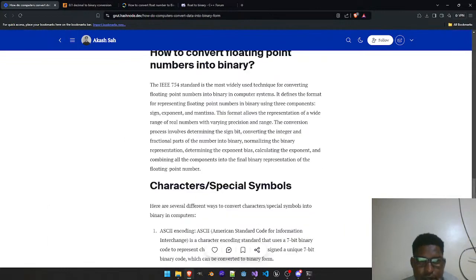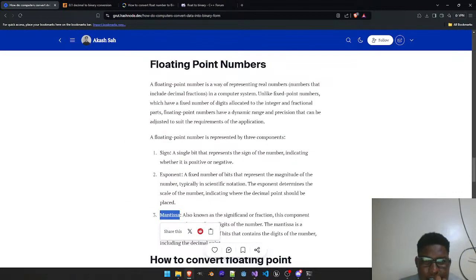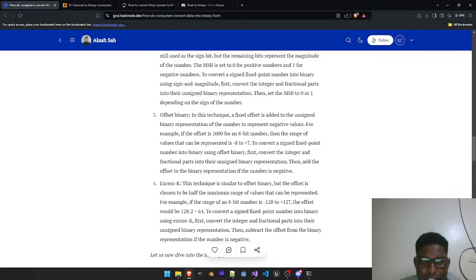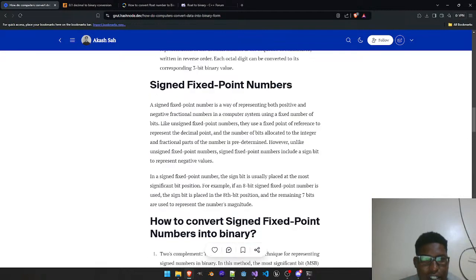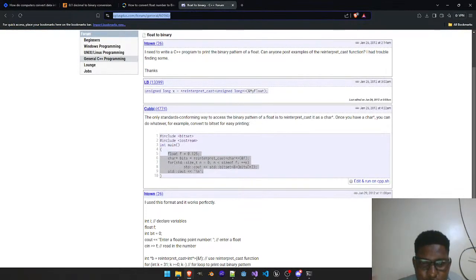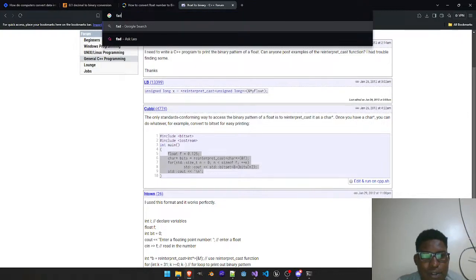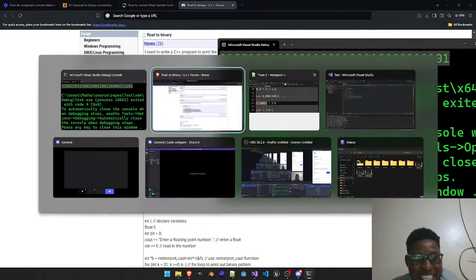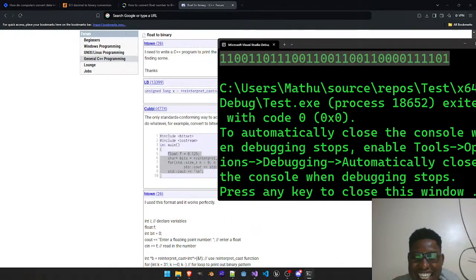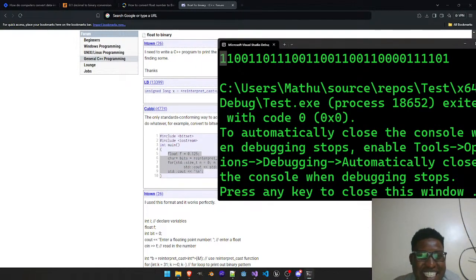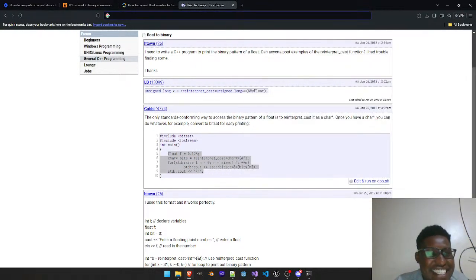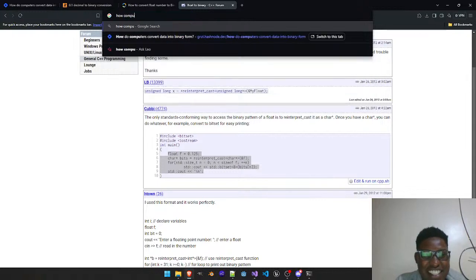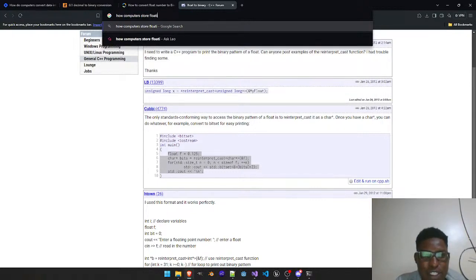Okay, I guess this is... I would like to see the actual calculation, an example with an actual calculation. Now at least we have an explanation, but the number we are seeing here is not what you're expecting. At least we know the first one is a bit. Let's see how computers store floating point numbers.